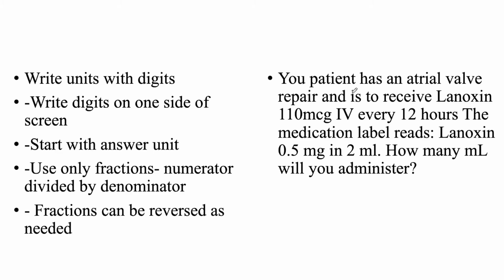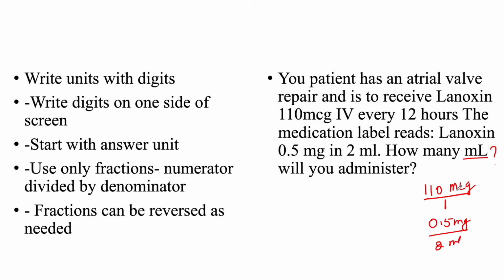The question says your patient has an arterial valve repair and is to receive lanoxane 110 microgram IV every 12 hours. So patient is receiving 110 microgram. The medication label reads lanoxane 0.5 milligram in 2 ml. How many ml will you administer? As there is nothing in the denominator, we are going to put 1 here because we need a fraction and we need the answer in ml.